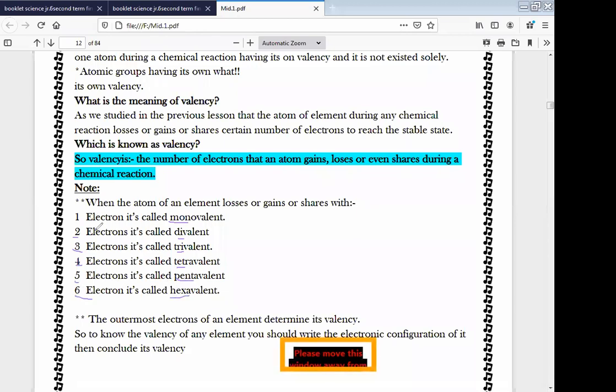These are the names of numbers. 1 in chemistry means mono. 2 is di, 3 is tri. 4 tetra, 5 penta, 6 hexa. It's okay?